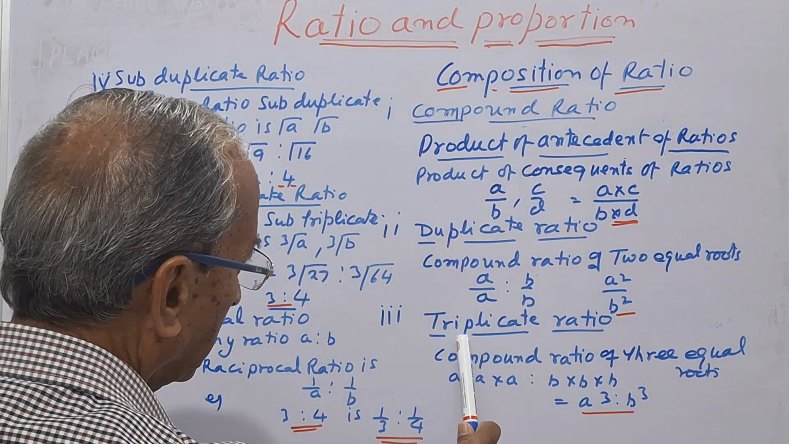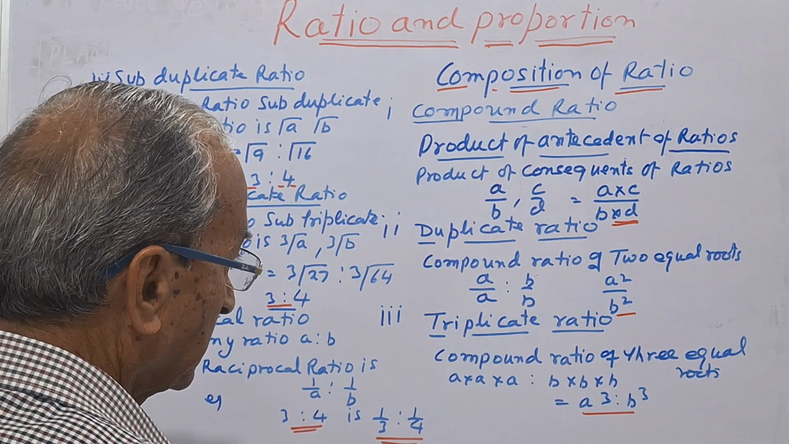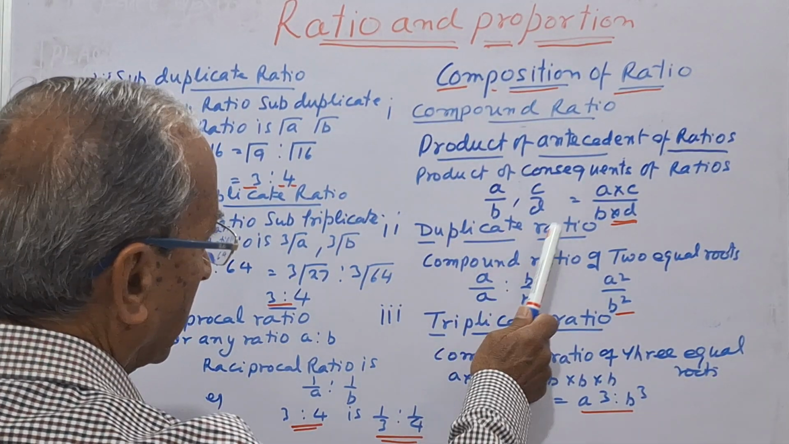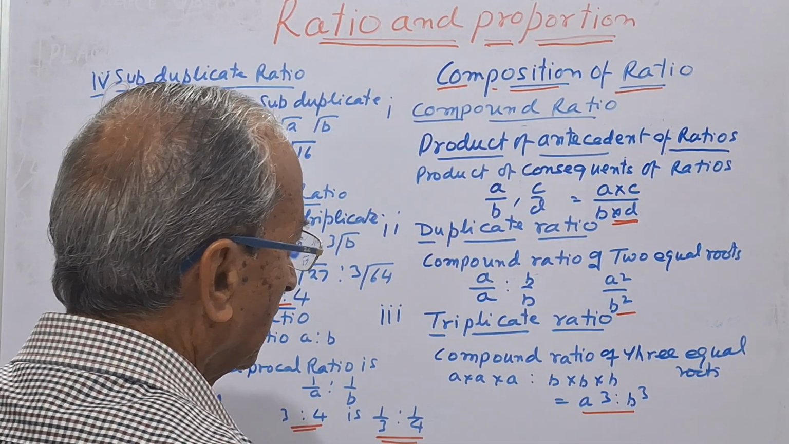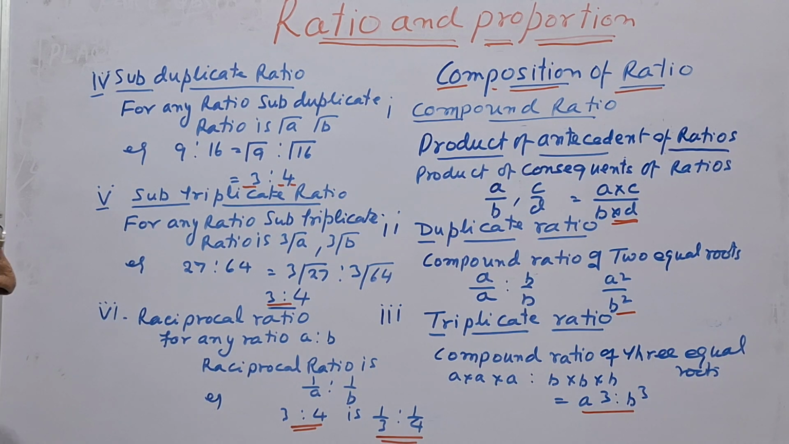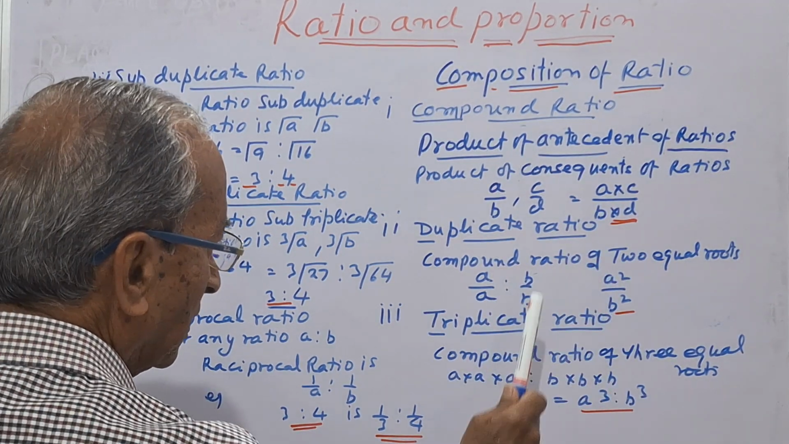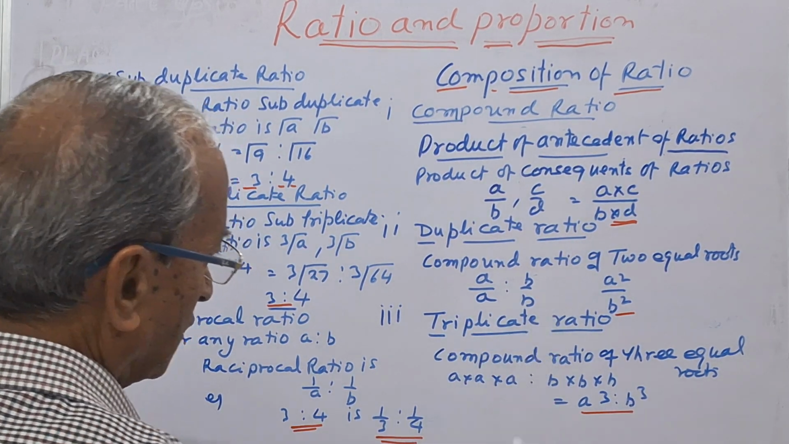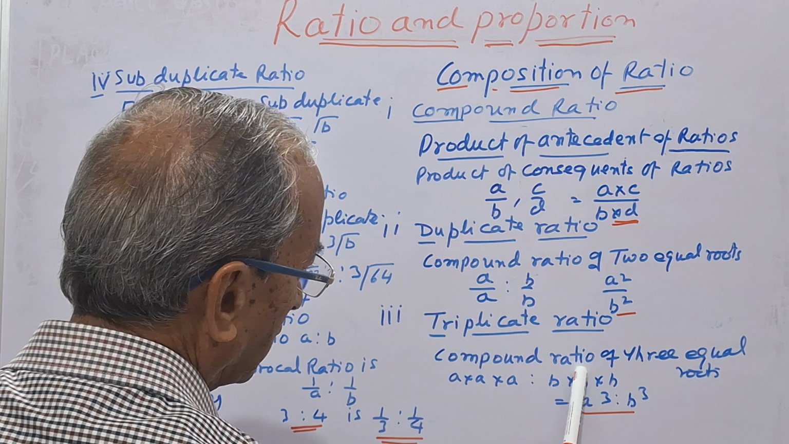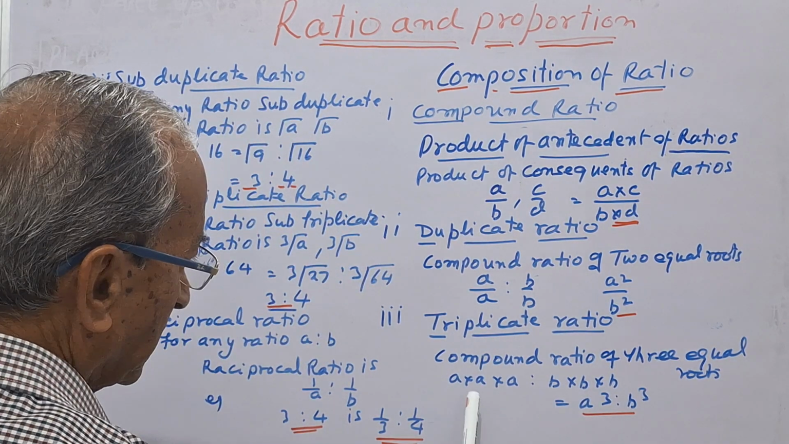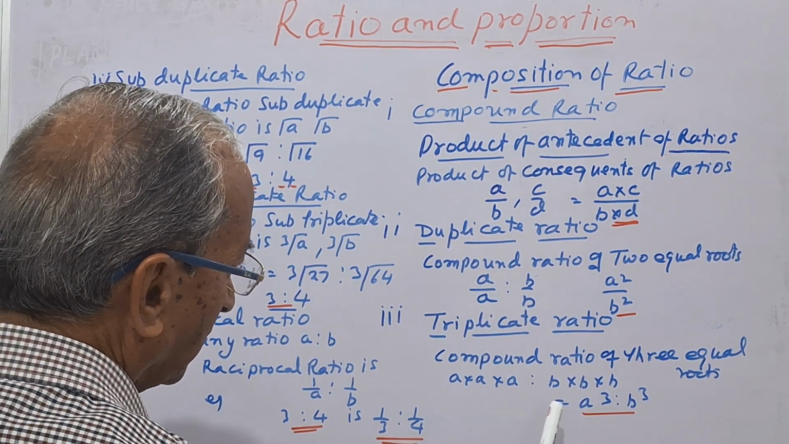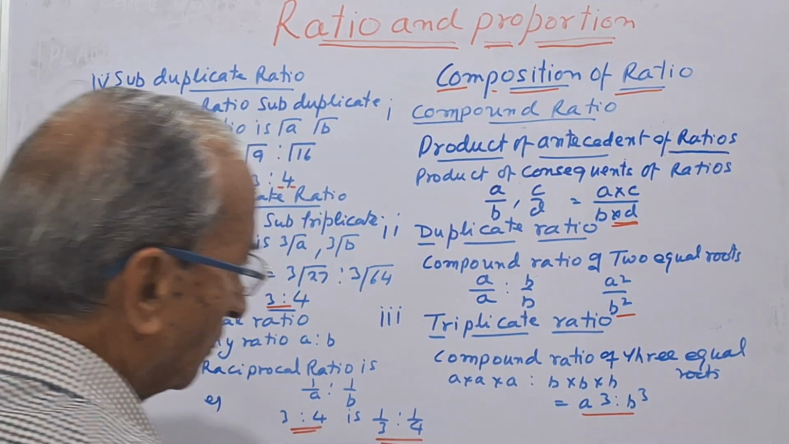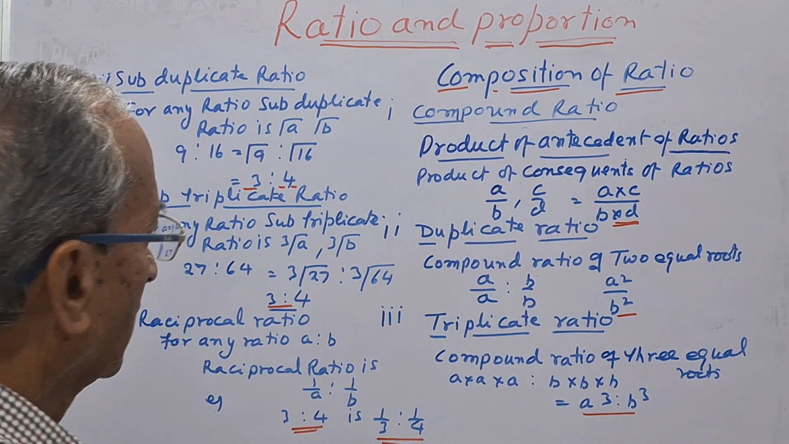And the triplicate ratio is the compound ratio of three equal ratios. Here in the duplicate case, the compound ratio of two equal ratios A:B, the antecedent is A square and the consequent is B square. In the same way, the triplicate ratio is the compound ratio of three equal ratios. That is A into A into A to B into B into B, that is A cube to B cube. This is known as the triplicate ratio.